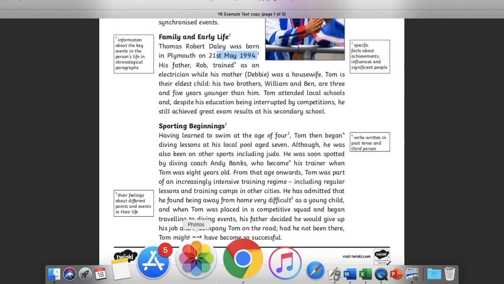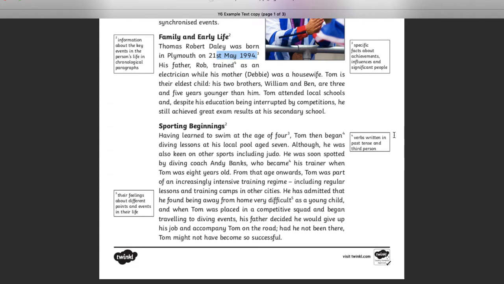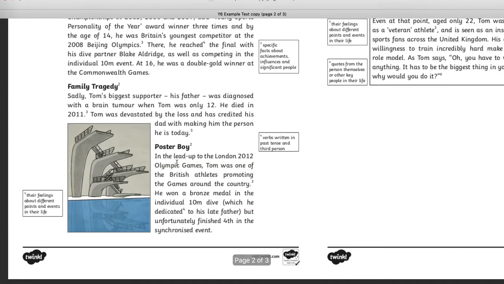Next one. Verbs written in the past tense and in third person. I'm going to give you some examples. Began is an example. Tom then began. It's written in the past and in third person. You can't say Tom begins diving lessons, because that means he's starting them right now, and that's not the case because this happened in the past. So you need to put your verbs in the past tense and in third person.